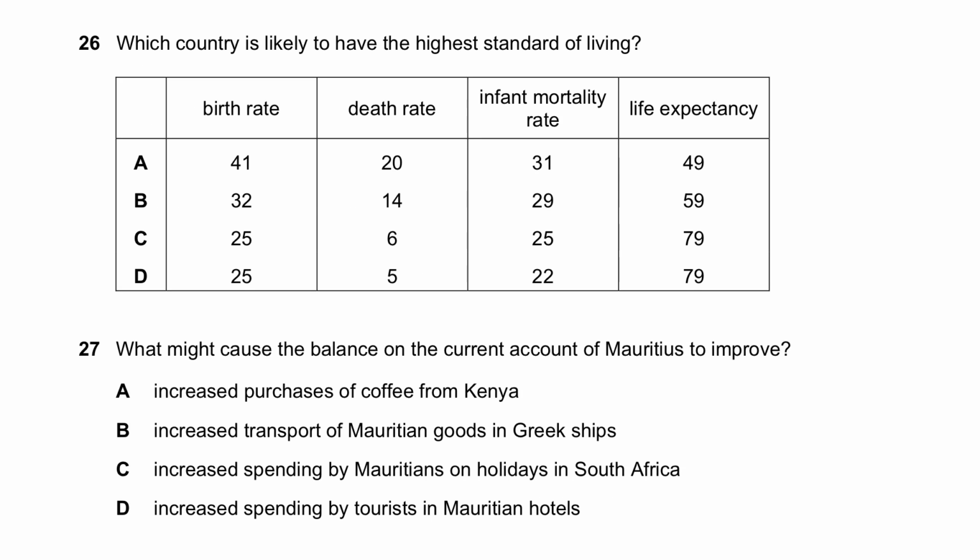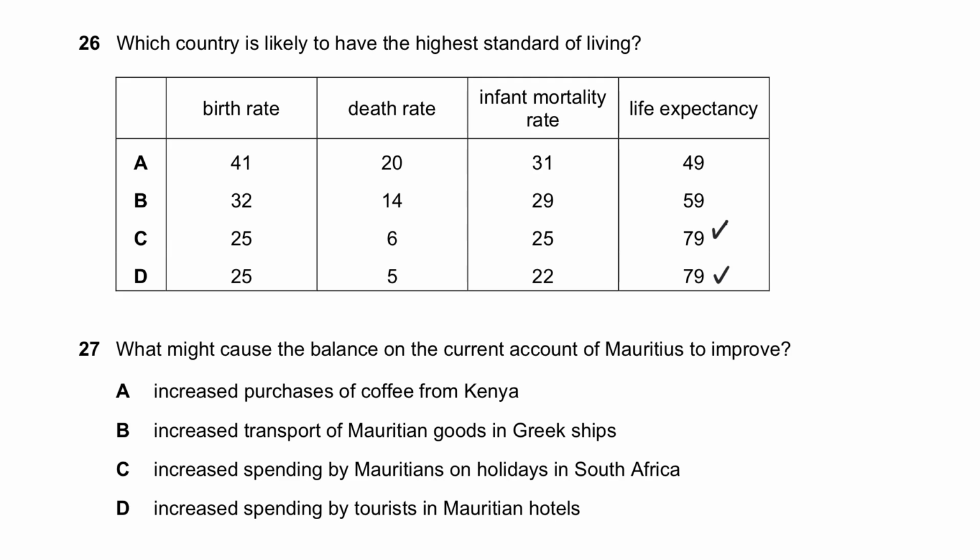Question 26 is, which country is likely to have the highest standard of living? If a country has a higher standard of living, the one thing that is for sure is that the life expectancy for such a country should be very high. So clearly, for C and D, life expectancy, which means how long people live, is very high. So I'm going to go for C and D.